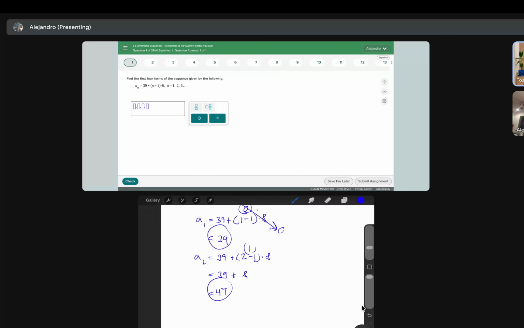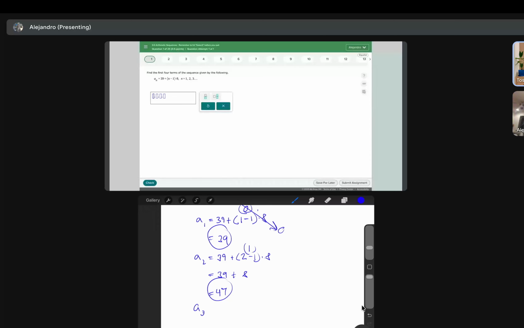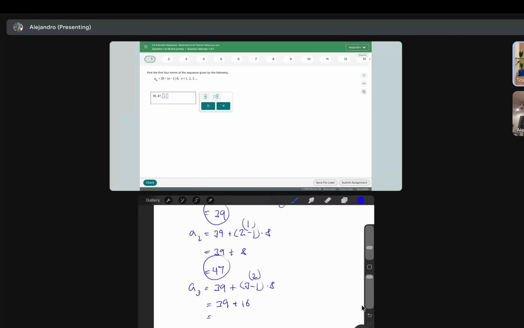Okay. So here's the A sub 3. 39 plus 3 minus 1 times 8. So that's going to give you 2 in between the parentheses. 2 times 8, 16. And then you add them. That's going to be 55.